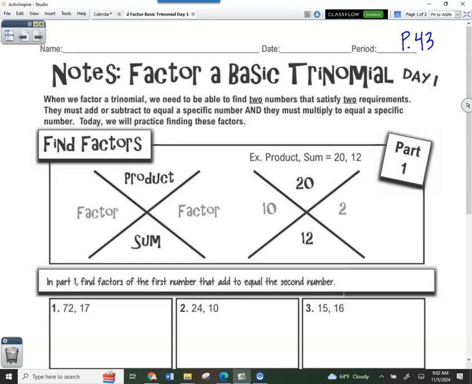How to factor a basic trinomial. Let me give you an overall synopsis of where we're going. So this is old stuff: 2x minus 1 times, let's say, x plus 4. This is something we did last week.